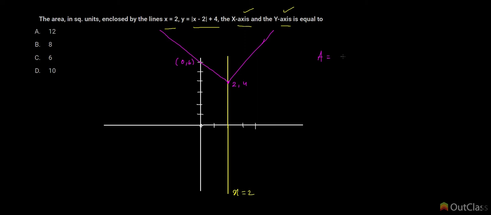The area you need is half into a plus b into h, where this is my h and it is equal to 2. So half into 4 plus 6 into 2. That would be half and 2 will cancel, 10.